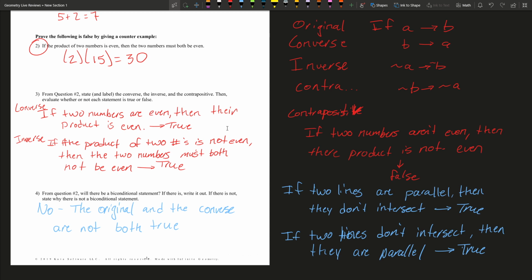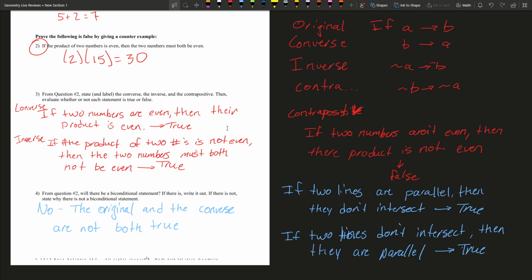The inverse is the negation of the hypothesis and the conclusion. So if the product of two numbers is not even, then the two numbers must both not be even. And again, that's true. The contrapositive is basically just the inverse of the converse. So you're negating the conclusion, that's becoming your hypothesis, and you're negating the hypothesis, and that's becoming your conclusion. So our statement would be, if two numbers aren't even, then their product is not even. And that is false.